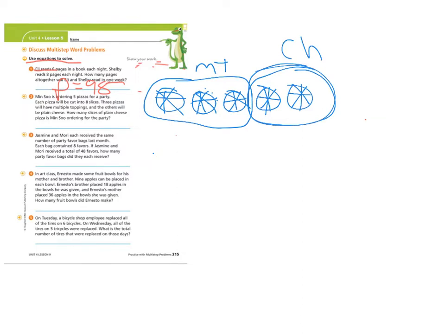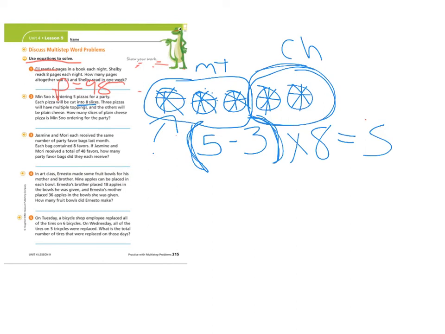All right, so let's do this. 5 pizzas minus 3 pizzas, because we're subtracting the multiple topping pizzas, times 8, because there are 8 slices in each pizza. So we're doing 5 minus 3 first because it's in parentheses. Whatever is in parentheses we do first, equals S for slices.